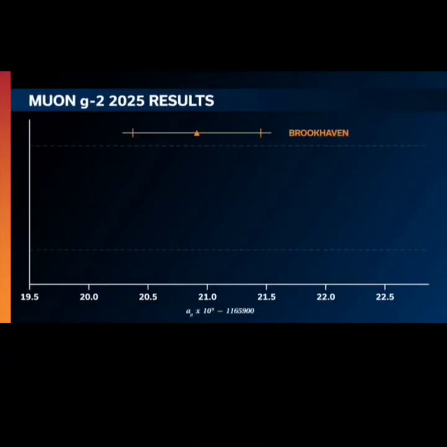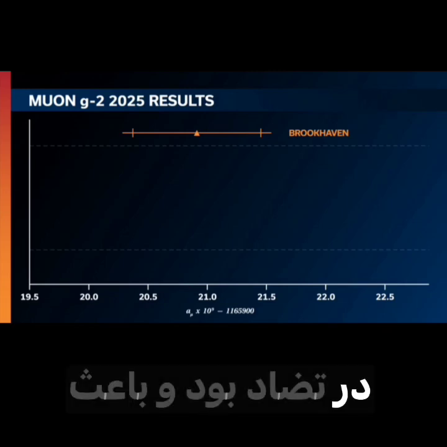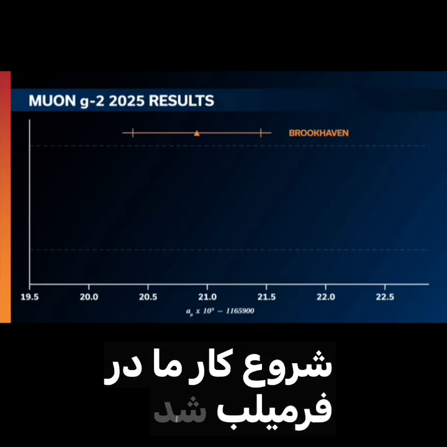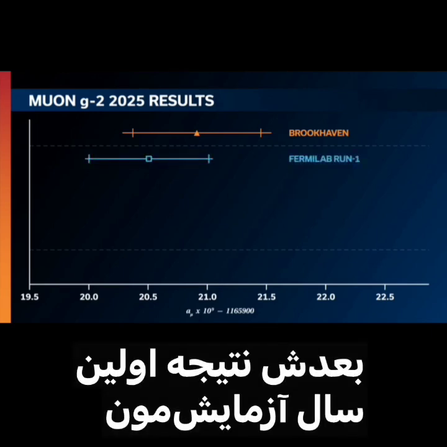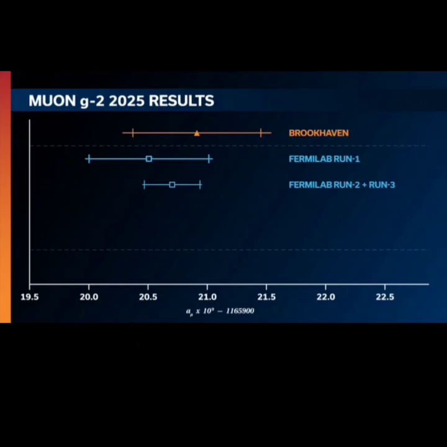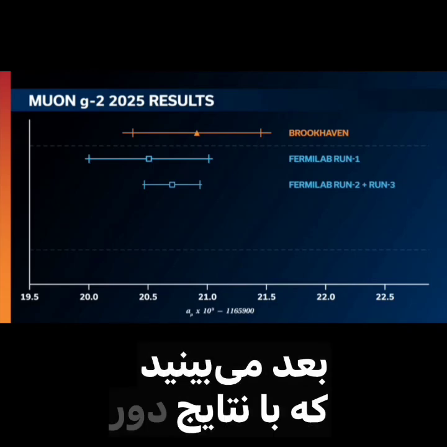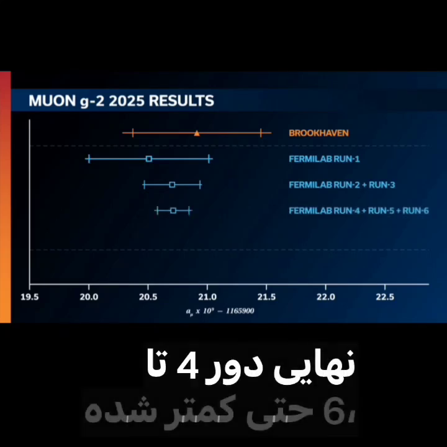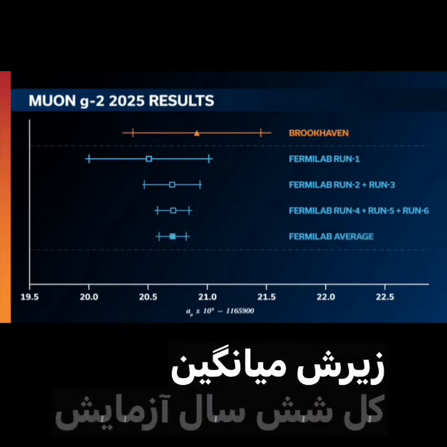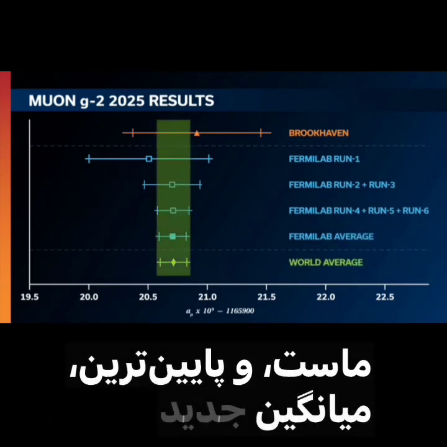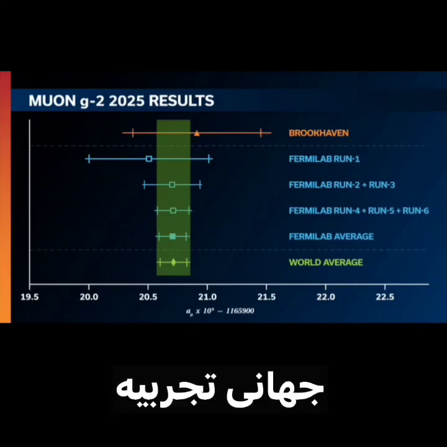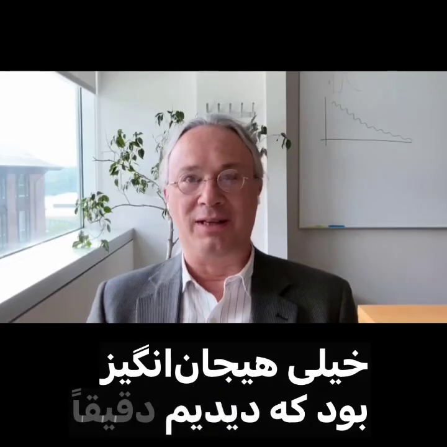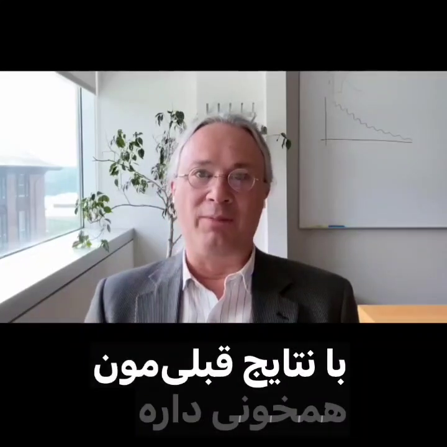At the top of the plot, you can see the result from Brookhaven from 2006. That was the result that was in tension with the standard model prediction that launched our whole enterprise at Fermilab. Following that was the result from our first year of running at Fermilab. Next, you can see that we've shrunk our error bars considerably when we looked at runs 2 plus 3 results, and now even smaller error bars with our final result from runs 4 through 6. Below that result is the combined average for all 6 years of our running, and at the very bottom, the new experimental world average. And it was really exciting and thrilling to see it land right in agreement with our previous results.